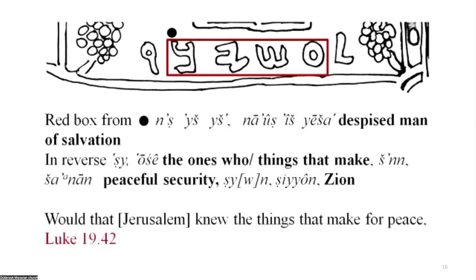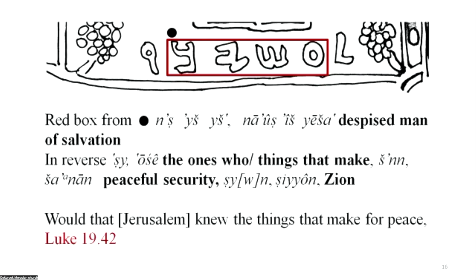There's no neuter in Hebrew. And then the word is either peaceful security or Zion. Because peaceful security, if you look, has the comma in the middle, and Zion has the Y in the middle, and we know that's the same sign, it's the Aleph sign. And so, despised man of salvation, and then the things that make for the peace of Jerusalem. And remember, Jesus is saying, would that Jerusalem knew the things that make for peace.